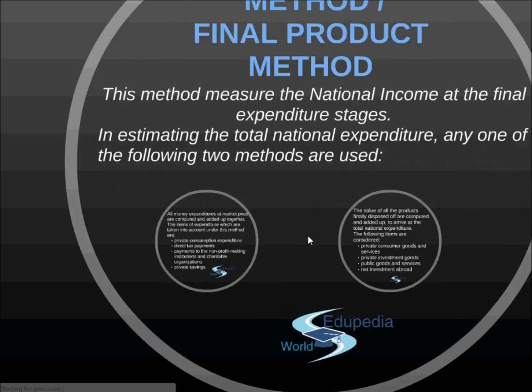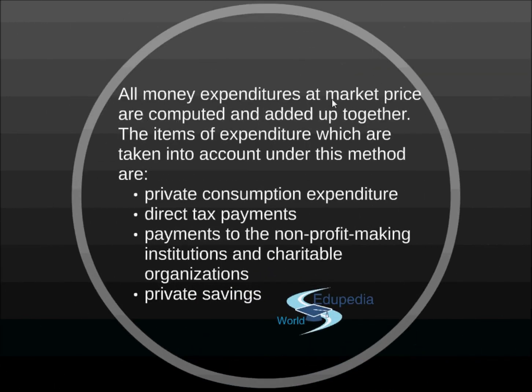The first method is that all money expenditures at market price are computed and added up together. The items of expenditure which are taken into account under this method are private consumption expenditure, direct tax payments, then payments to non-profit making institutions and charitable organizations, and private savings. So these expenditures are taken into consideration under this particular method.